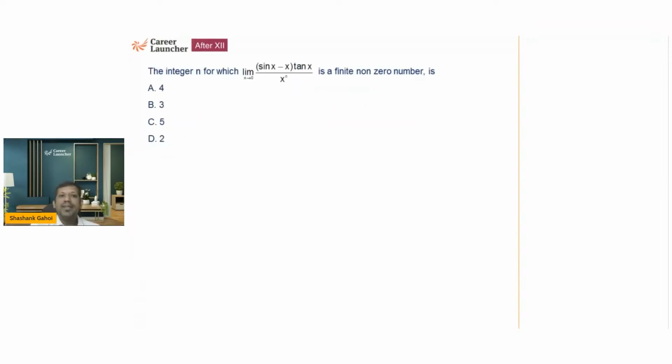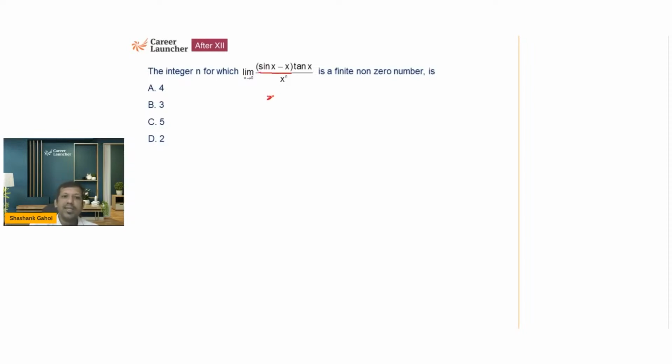the integer n for which the limit as x tends to 0. Now, I think anyone who has done the expansion of sin x and tan x in class 12th, this question is going to be easy. Otherwise, if you don't know the expansion, then it is going to be a lot trickier. So I'm going to solve this one.